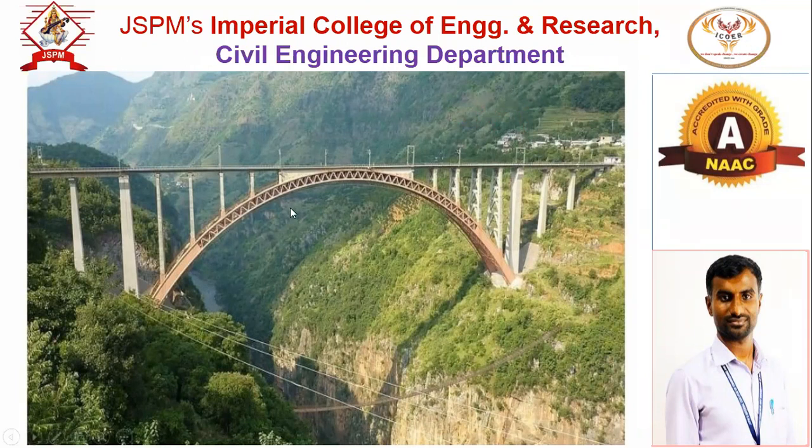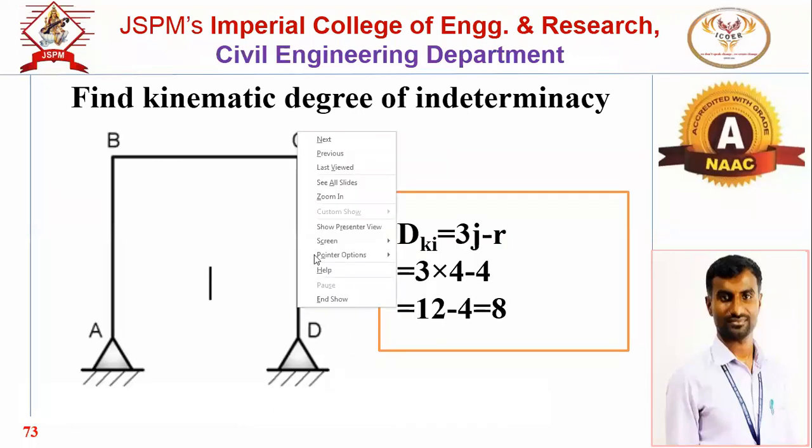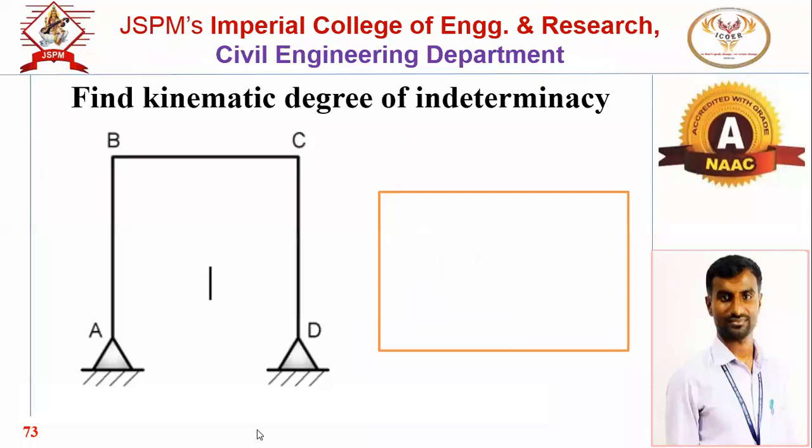Now we will find out the degree of freedom. Identify the given structure. The structure is a rigid jointed plane frame. Plane frame means rigidly jointed. What formula do we have? 3j minus r.